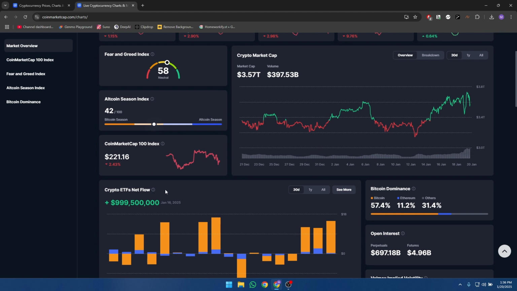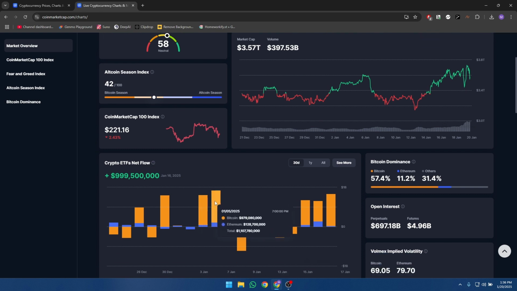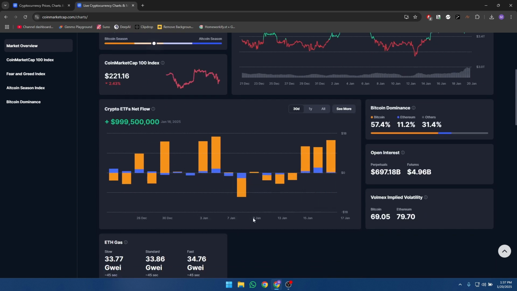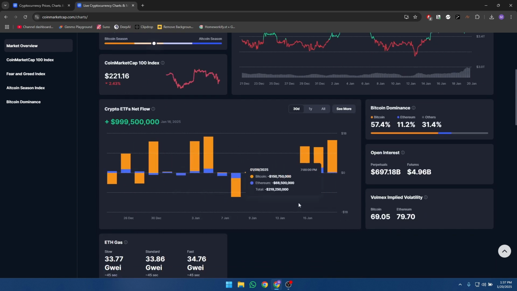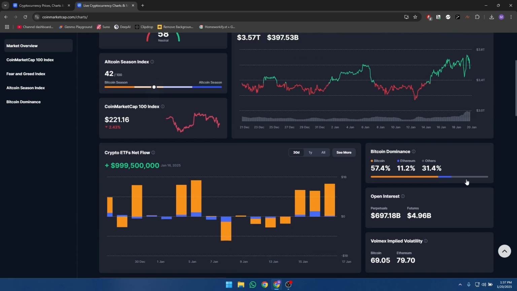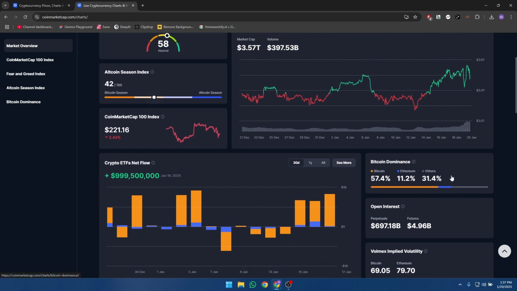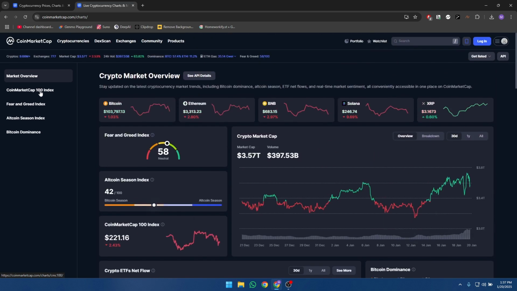ETFs, if you're new to crypto, you don't really need to worry about that. It just tells us the amount of ETF inflows there are today, and across all the dates you could see this. But if you're new, just don't worry about this. Bitcoin dominance is also really, really important, because when the Bitcoin dominance goes down, all the money comes into altcoins, which is essentially what happens in a bull run.